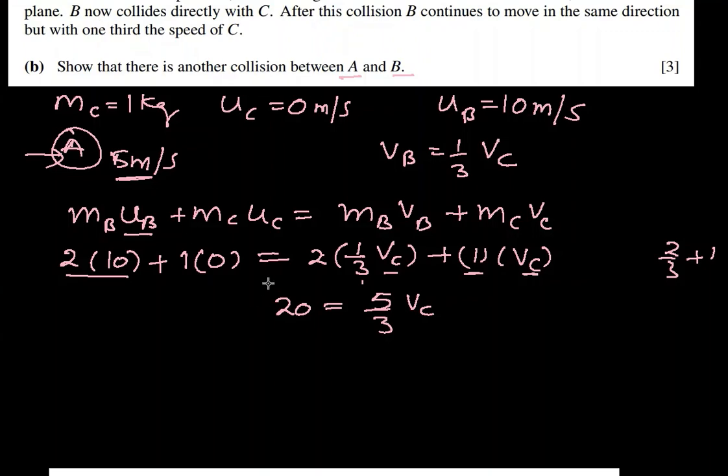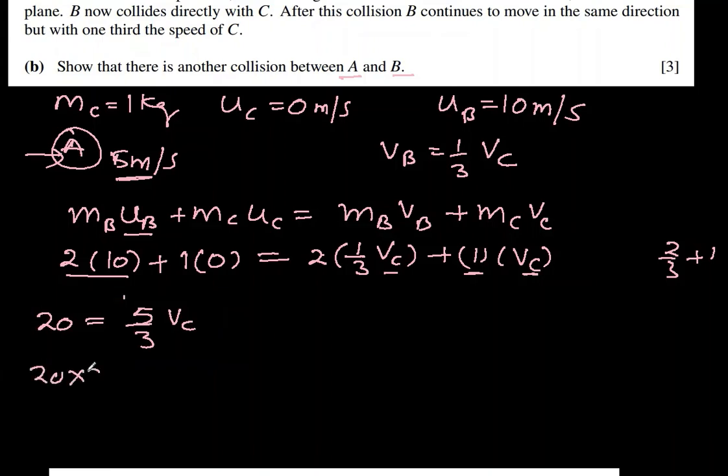So to solve this, let me move it here. So 20 times 3 divided by 5, cross multiply, right? 3 multiplies here, 5 divides, equal to VC. This gives us the speed of C, body C. 5 times 4 is 20, 4 times 3, 12 meters per second.